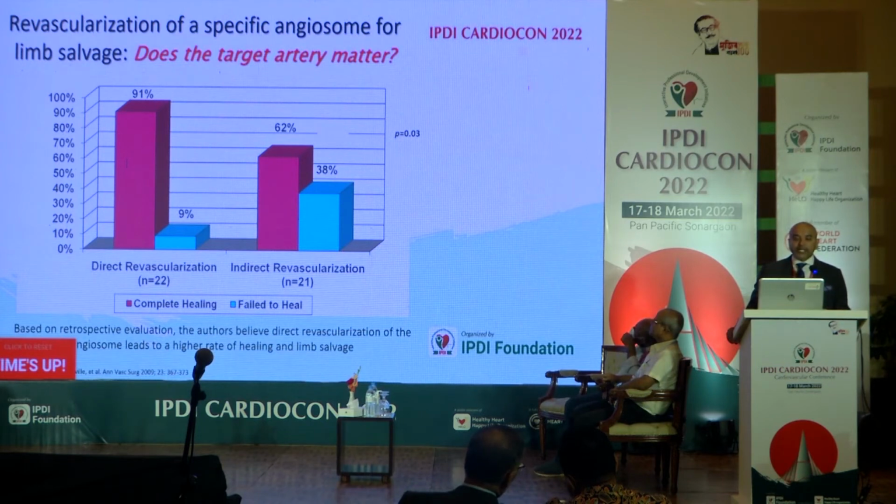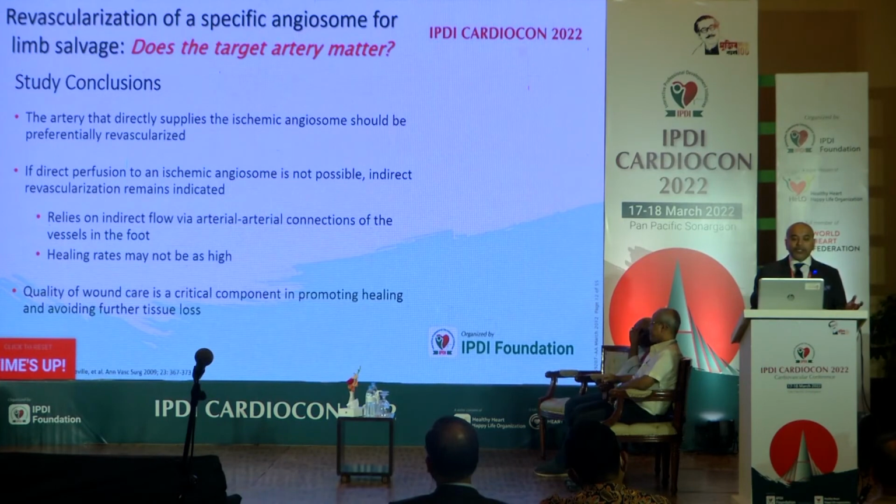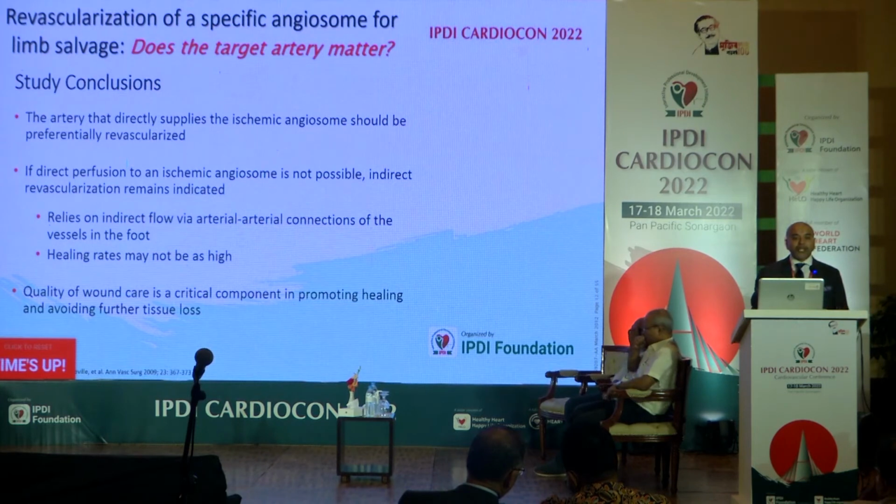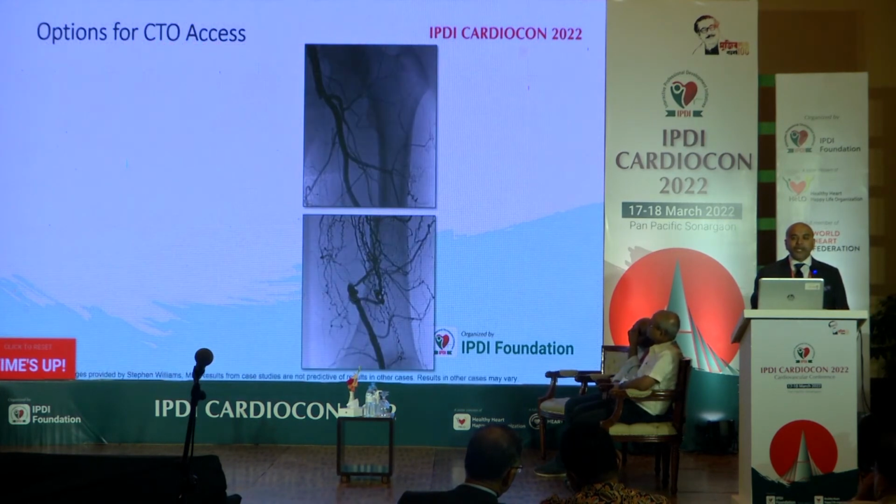What's really interesting is that when you looked at direct revascularization, where it was directly revascularizing the artery that affects that area of the foot, there was complete healing 91% of the time. So failed to heal only 9% of the time. Whereas if you did indirect revascularization and just revascularized some other artery, you only had 62% complete healing. So the conclusion is that the artery that directly supplies that ischemic angiosome should probably be the one that's preferentially revascularized.